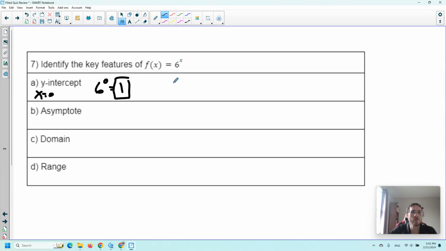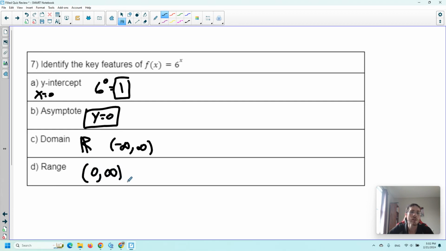The asymptote for most of our exponentials, because we're not really moving them, is going to be the line y equals 0. So just the x-axis. The domain for all of the exponentials is all real numbers. You can either do all real numbers, or if you want, you could do negative infinity to infinity. The range is always going to be from the asymptote and then up. So our range in this case is going to go from 0 to infinity.